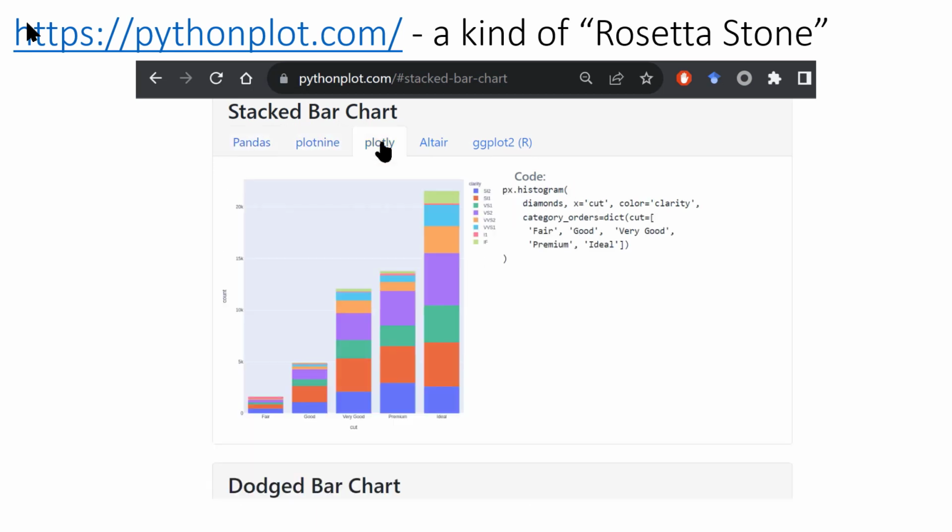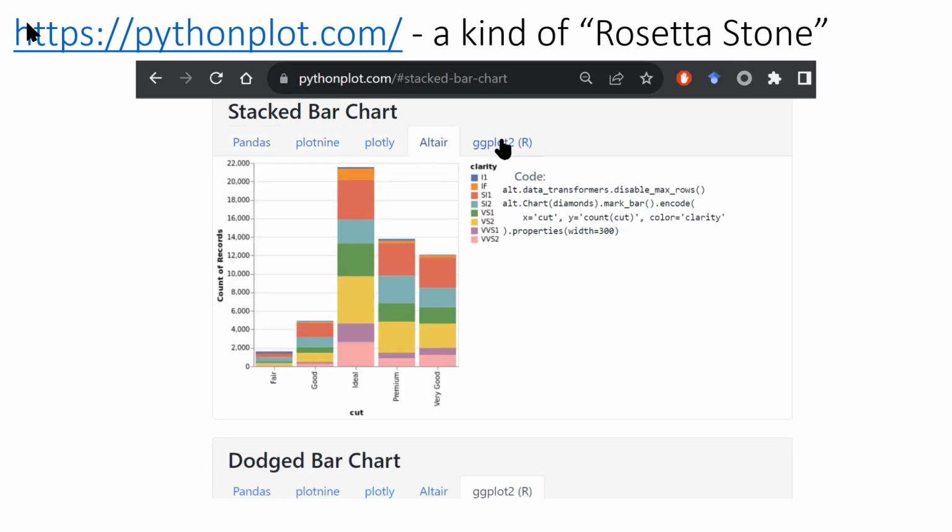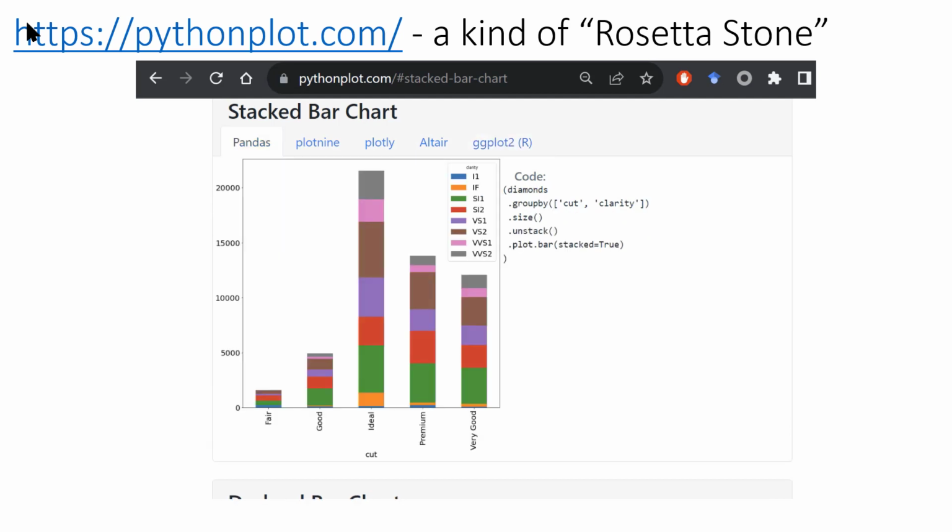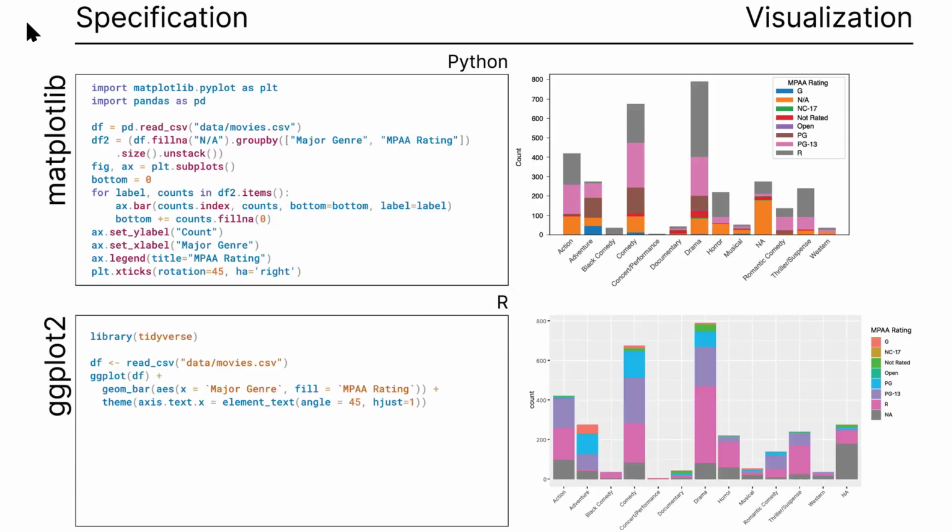So this is sort of like a Rosetta Stone, allowing us to translate a specification of a chart from one library to another. We can extend this idea even across languages. So here we have the same type of chart showing the same data using two libraries in two different languages.